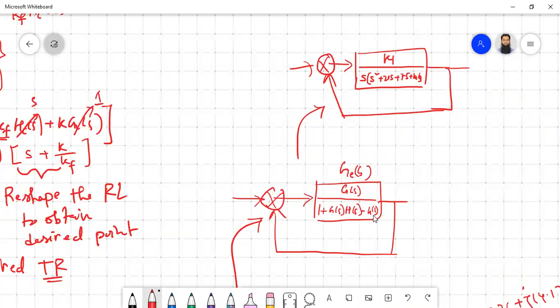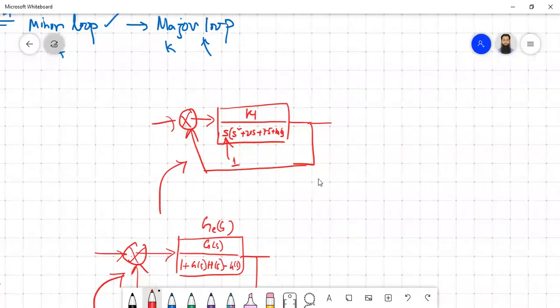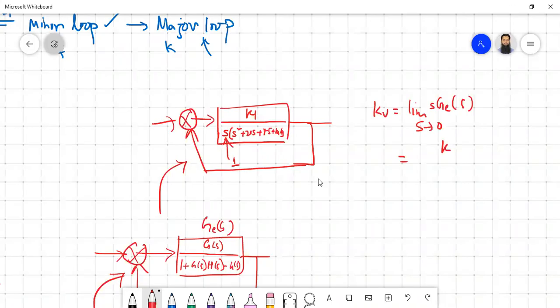Okay, so now as you can see, the type of this system is 1, so type 1 system. And because of the type 1 system, we have to go for KV. So KV is a limit, S tends to 0, of S times G equivalent S. Don't forget the S, it has to multiply with S. So S is getting cancelled out. What is left is basically K1 by 75 plus K1 KF. We know all the values, so if you put the values, you're going to get something like 4.18.